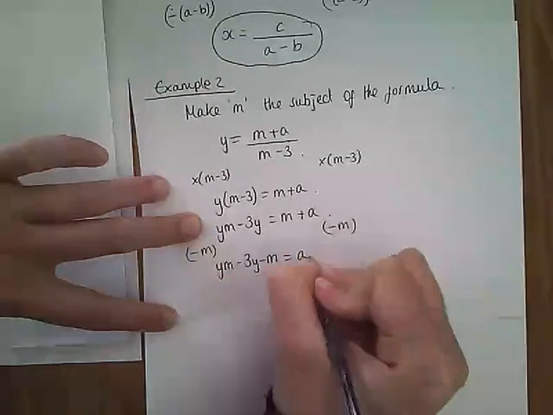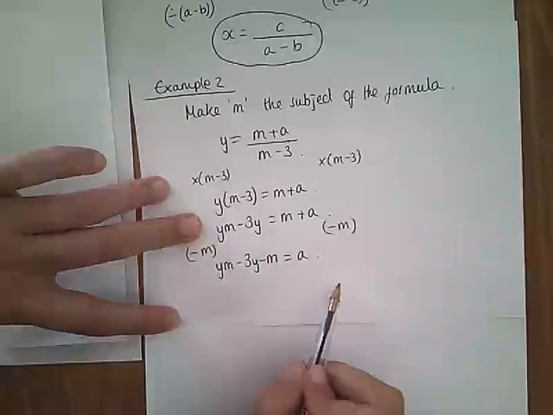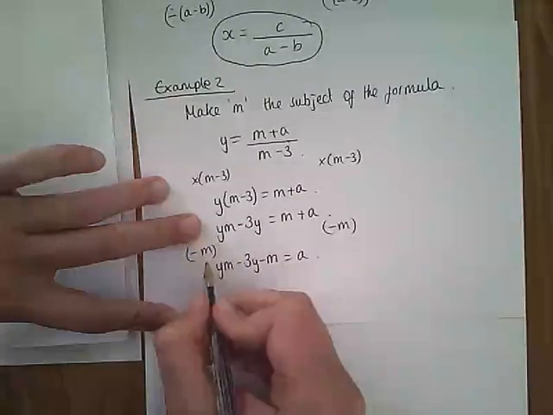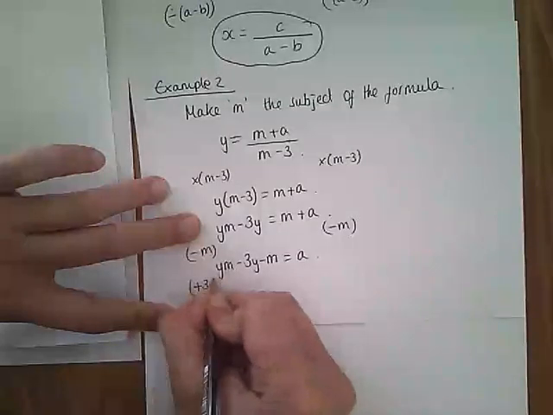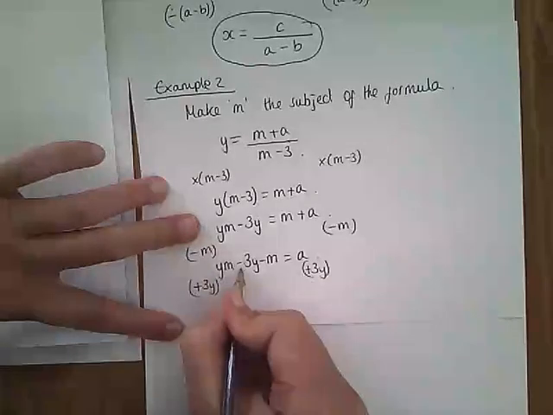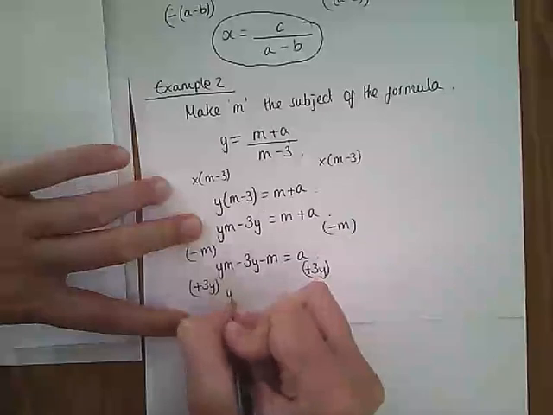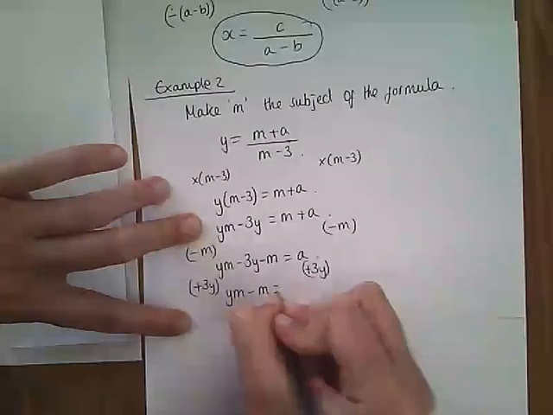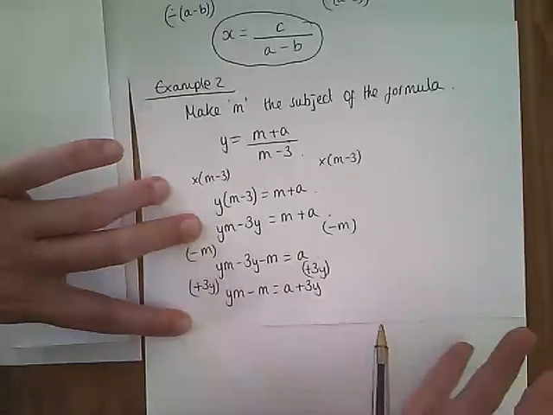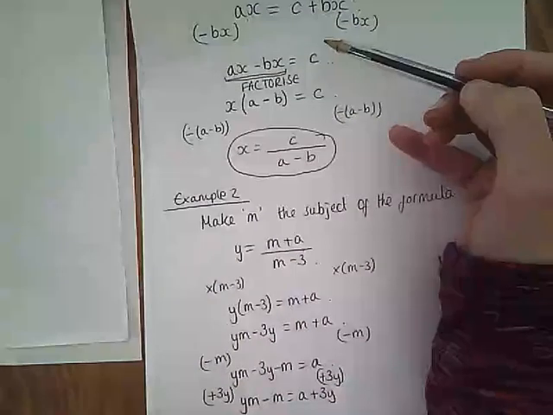Then I want anything without an m to be on the other side of the equals. So this is without an m. He needs to be on the other side of the equals. How do I get him to be on the other side of the equals? I add 3y. I'm going to add 3y to both sides because he is being taken away. Minus 3y, the opposite of minusing 3y is to add 3y. So we get ym minus m equals a plus 3y. Now you can obviously write that as 3y plus a because it means the same thing. Okay, now we're back to the similar stage that we were in up here.